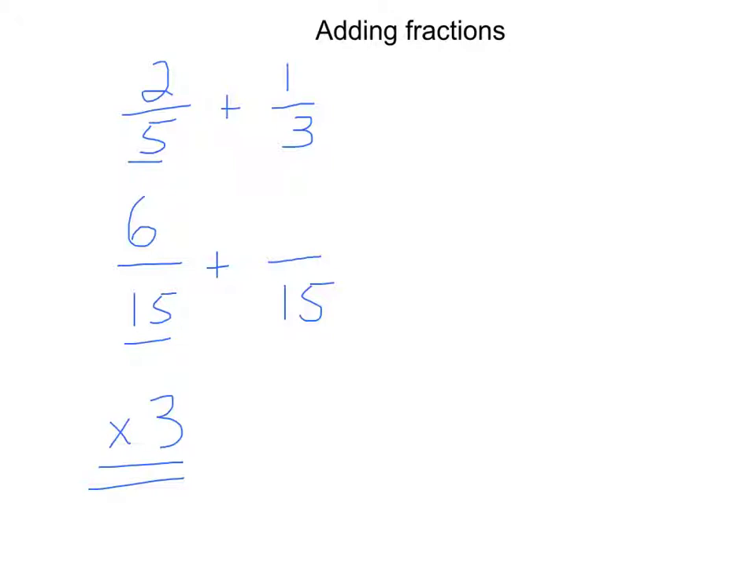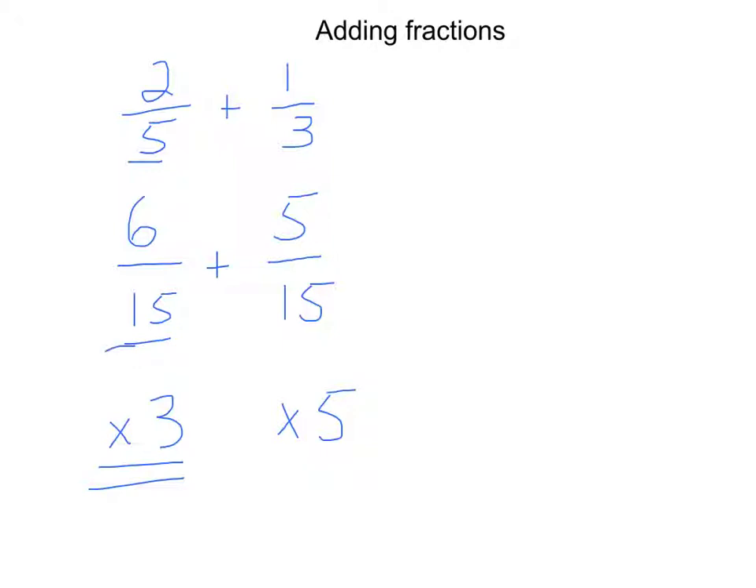We will do the same thing with 1/3. We know that if we take 3 and we multiply it by 5, we will get 15. So we now need to take the numerator, 1, and multiply it by 5 to get 5. And we know that 1/3 and 5/15 are equivalent fractions.